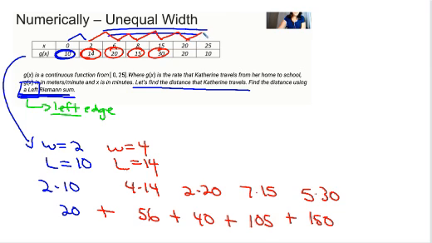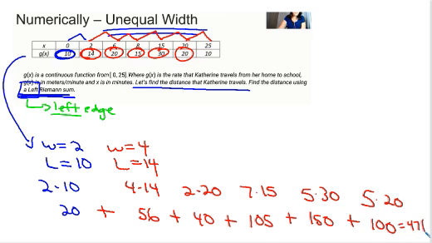And the last one has a width of 5 times the left edge, which is 20. So that's 100. And then we add all of those numbers together to get our answer. So we can grab the calculator if we want to do that. I'm grabbing my handheld calculator. 20 plus 56 plus 40 plus 105 plus 150 plus 100, and we get 471.